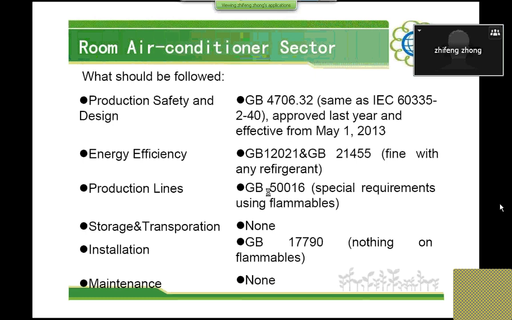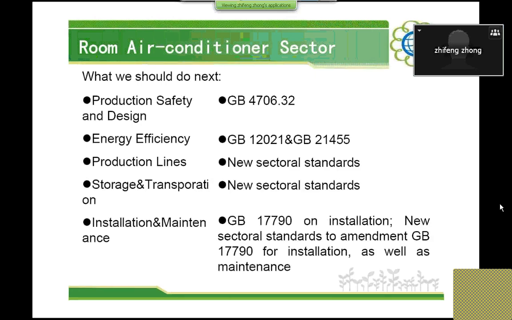But in China, we don't have standards for the storage, the transportation, and also the maintenance of the 290 room air conditioners. For the installation, we already have a standard, but this standard only rules how to install room air conditioners with unflammable gases like 22, like 48. So we can see that for the room air conditioner sector, we already have the safety and design standard, and already have the energy efficiency standard. For the next step, China is already trying to draft and finalize the standards on the production lines, on the storage and transportation, and also on the installation and the maintenance.